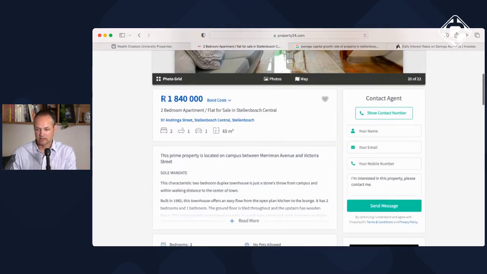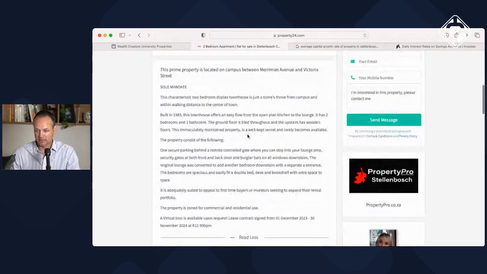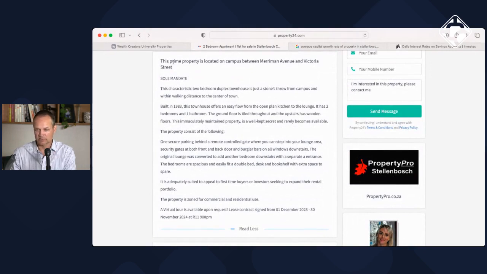So you can see, unfortunately, because the property market is so robust in Stellenbosch, it comes in at an eye-watering 1.84 million rand. It's only a 2-bedroom, as we saw, 1 bathroom, there's parking space for 1, and 65 square meters is the size. Reading through the description, obviously it's prime property located on campus between Merriman and Victoria Street, hence the reason for the hefty price tag. It is a very central location.